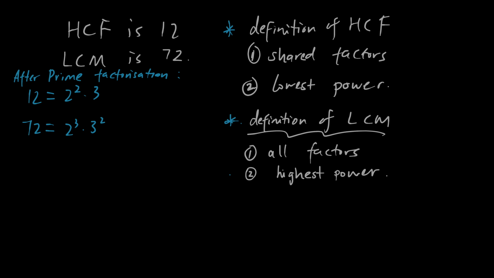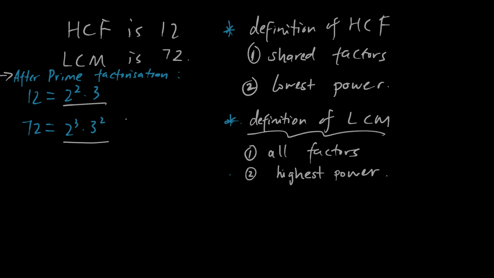Over here I have already written down some steps before explaining this question. After the prime factorization, your 12 should be 2 to the power of 2 times 3, and for your 72 it should be 2 to the power of 3 times 3 to the power of 2. Of course, you can verify whether my prime factorization is correct using your calculator.